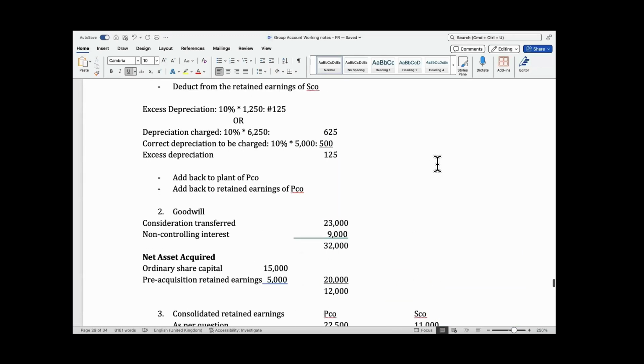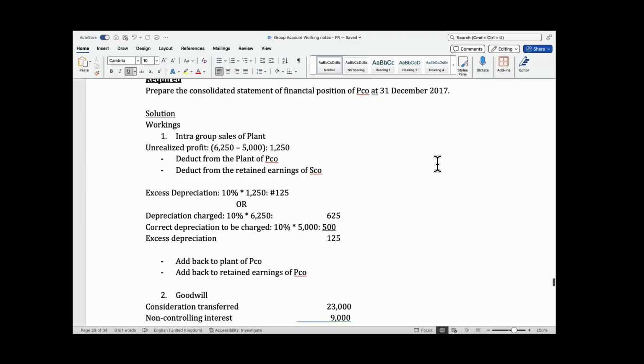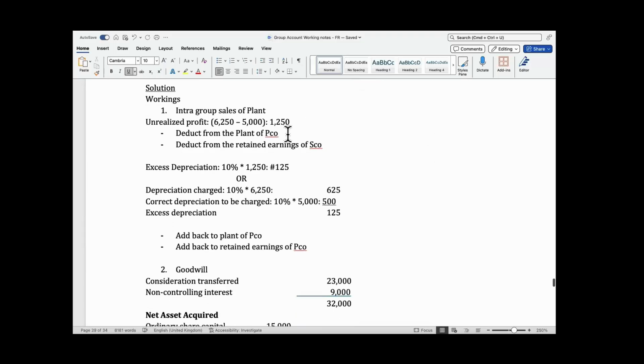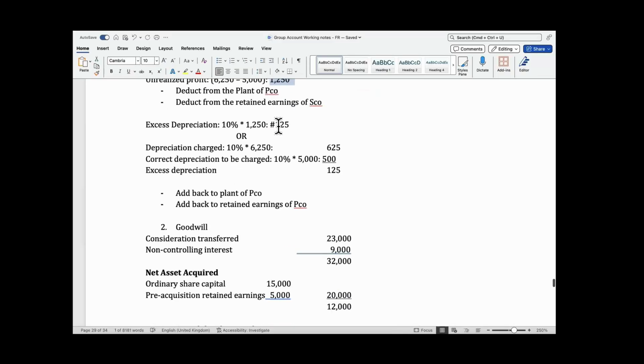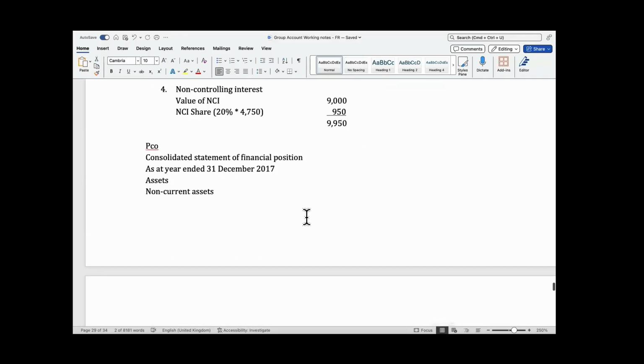Okay, so you see that for sales of plants, as you are eliminating the unrealized profits, you have to also add back the excess depreciation as well. Those are the adjustments for this guy. Any question? Moving on.